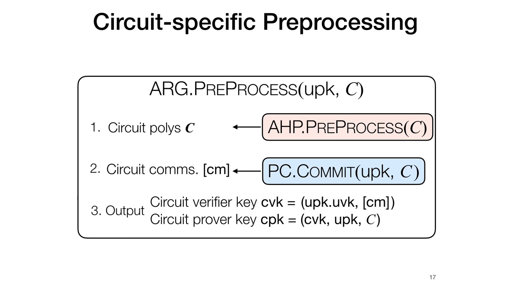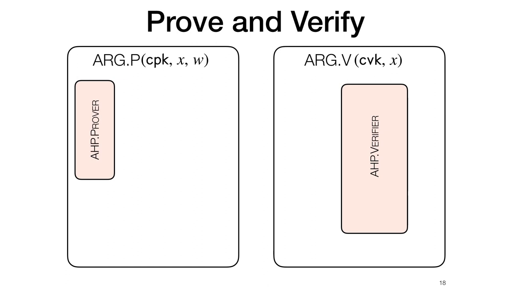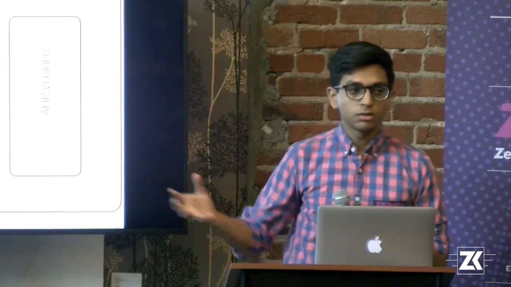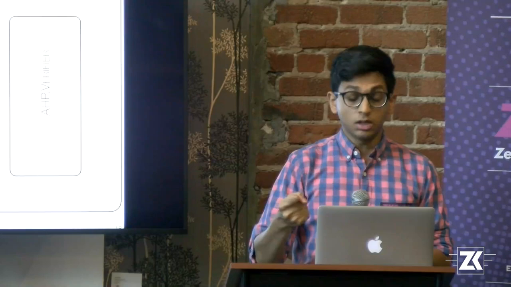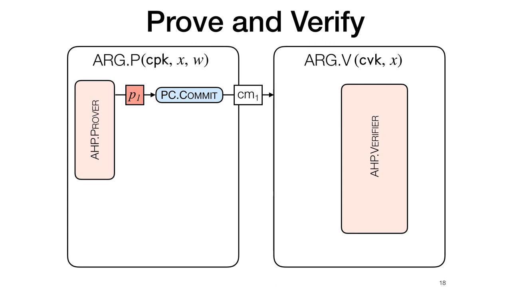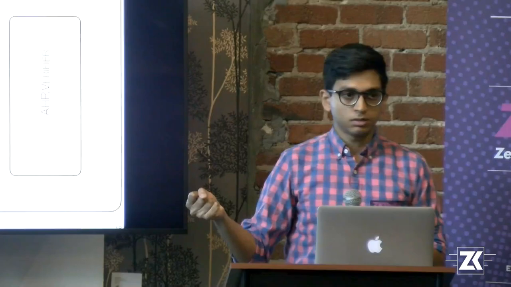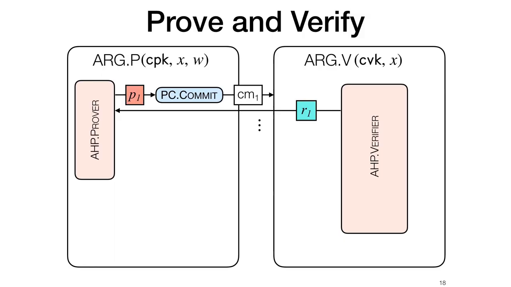Now let's take a look at the big algorithms, the meat of the protocol, prove and verify. You have your argument prover and your argument verifier. This one has a witness, this one doesn't. What you do here is very simple. The argument prover runs the AHP prover inside it, and whenever it produces a polynomial, instead of sending the polynomial as is, you send along a commitment to the polynomial. So the argument prover takes P1, makes the commitment CM1, and sends that to the argument verifier. Then the argument verifier asks the AHP verifier for the randomness, and this continues until the AHP prover runs out of polynomials.